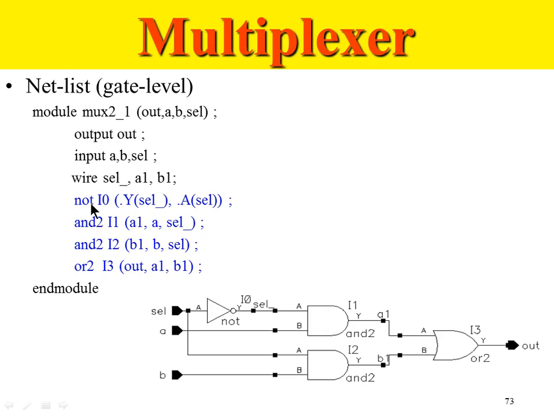I can instantiate here not I0. This is my I0 instance. Dot Y, the output, goes to select underscore. Dot A, which is input, goes to select. So select is mapped to the inverter gate here.